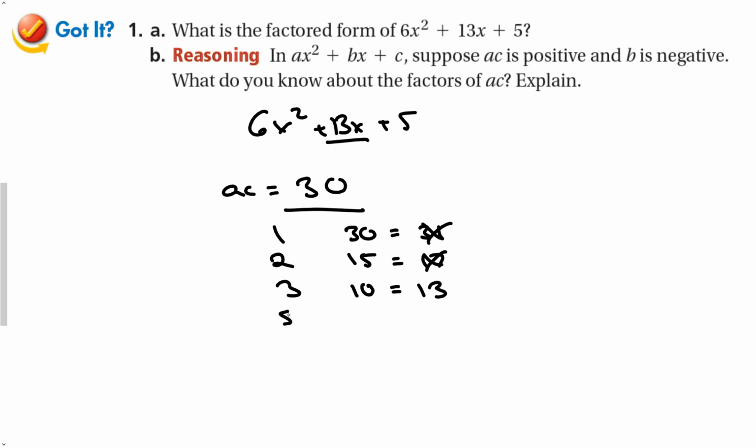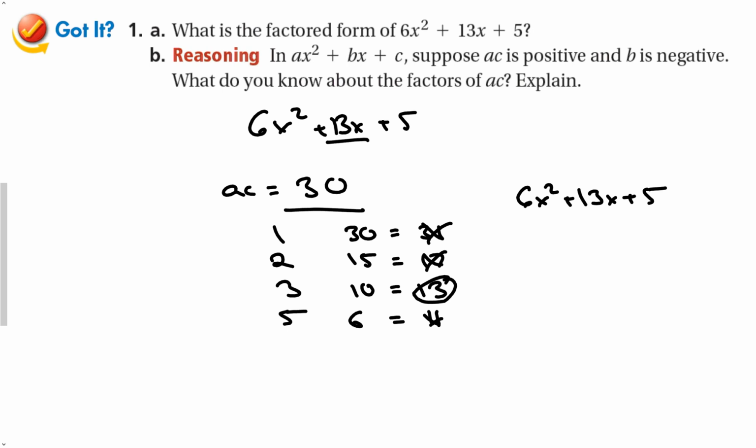And I could keep going, of course, but I'm not going to. Next, 5 times 6 gives me 11. That was no good, right? We want this one, 13. Once you find the factor pair, you don't have to keep going. You don't have to find them all. We can stop. Okay, so let's start with my original expression, 6x squared plus 13x plus 5.